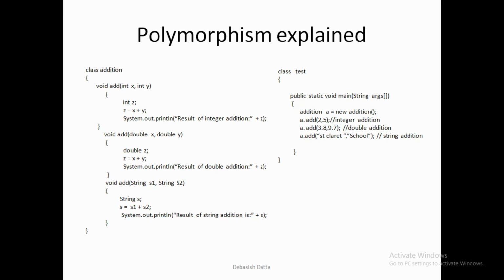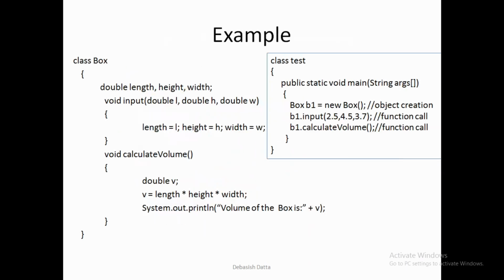But for the timing, you can see, if we declare a function with the same name more than once in the same class, then it is called function overloading, and through function overloading we can achieve polymorphism.